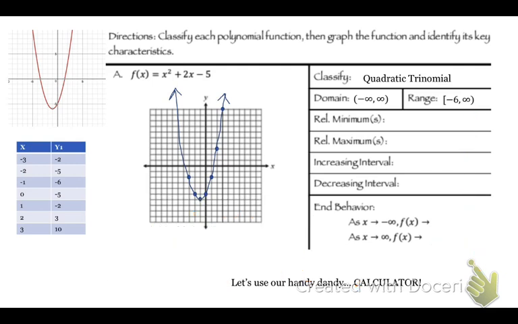So relative minimum, so the only minimum we have here is an absolute minimum because it's the smallest on the whole graph, but that's going to be at -1, -6. Okay, that's this point right there. There is no maximum because we don't put infinities as maximums, so that's just none.